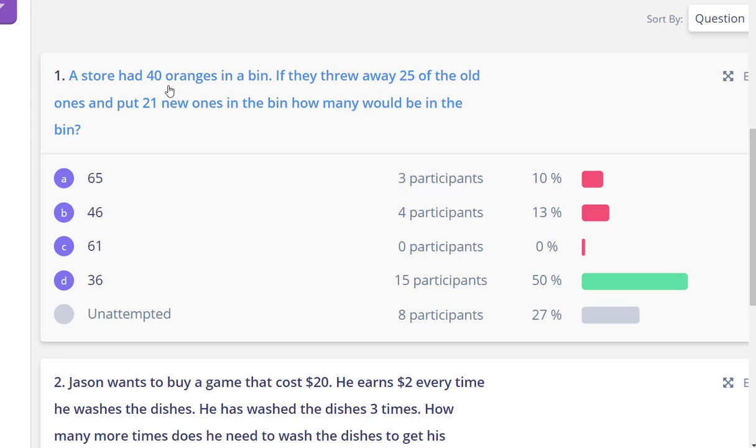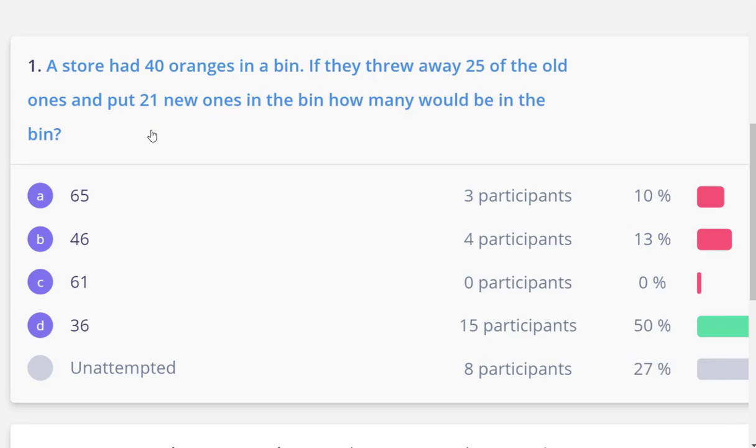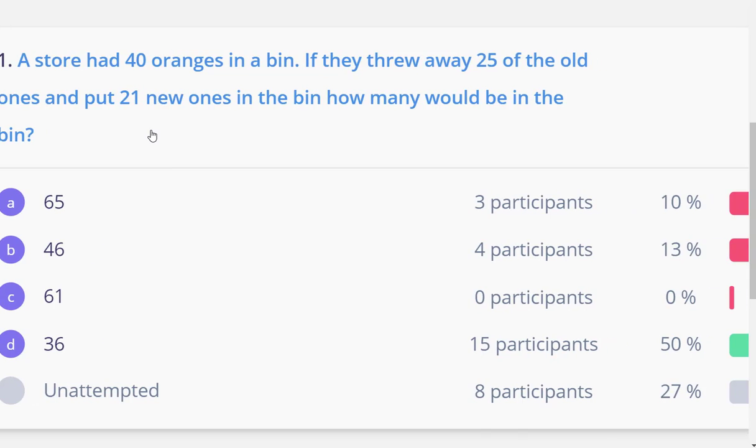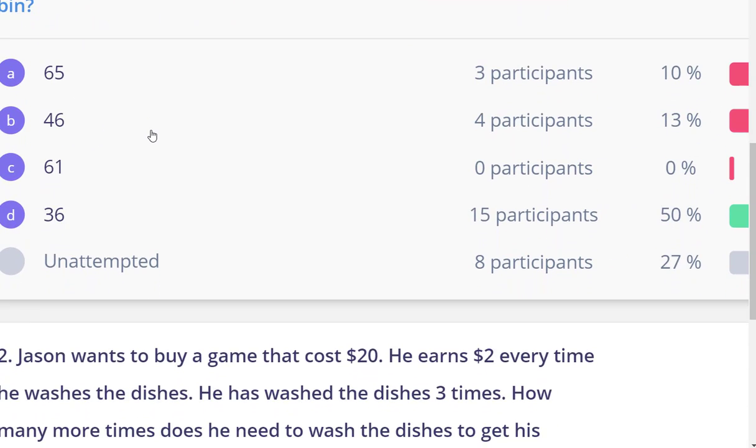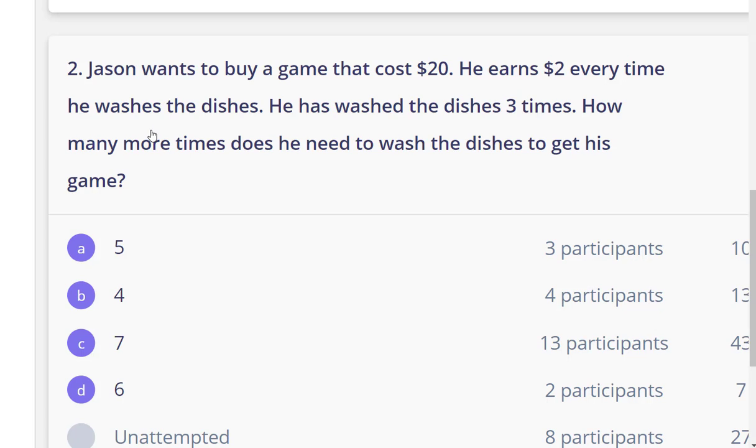So we will do the first thing, subtracting 40 minus 25. This is the heading question. To find how many oranges left after throwing 25. Then add 21. So in this case 40 minus 25, then add 21. The answer will be 36.